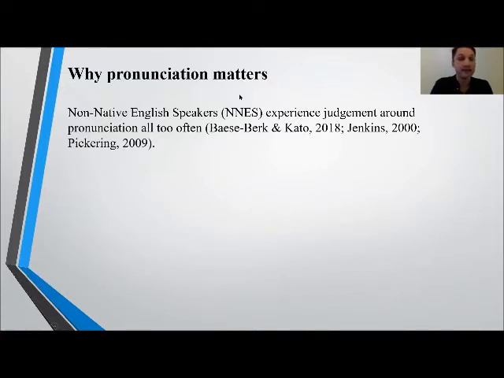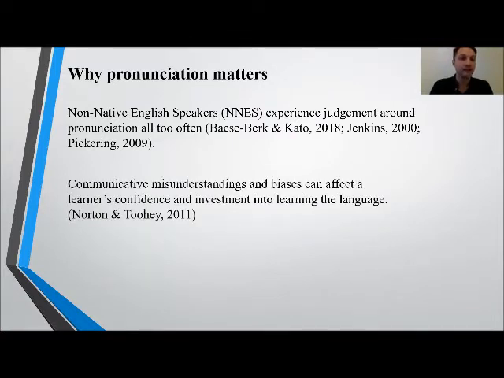So that's why the demand is high for these learners to feel more confident. These communicative misunderstandings or biases can affect the learner's confidence and investment into learning the language. If they feel insecure, they feel people in the United States or England are judging them negatively because of the way they speak, they're going to be more afraid to speak, or maybe they won't be as interested in learning English.